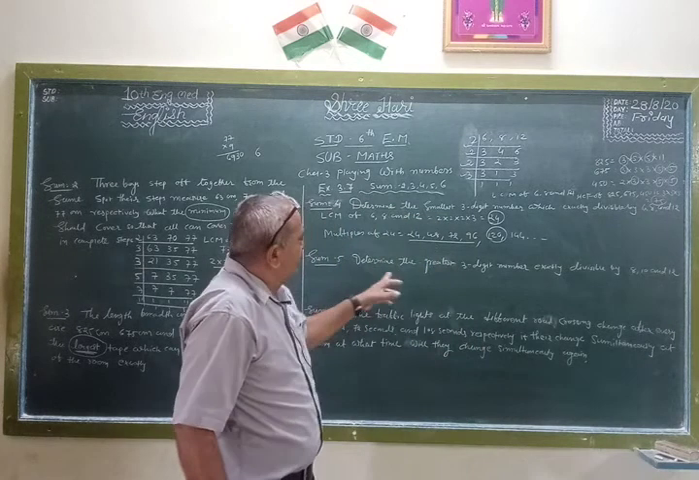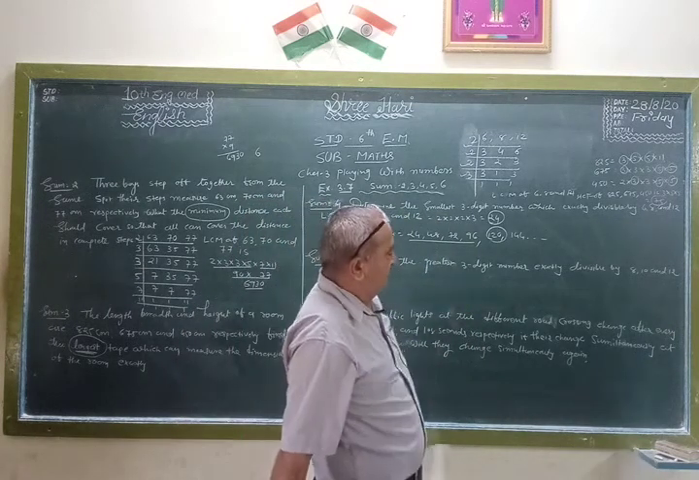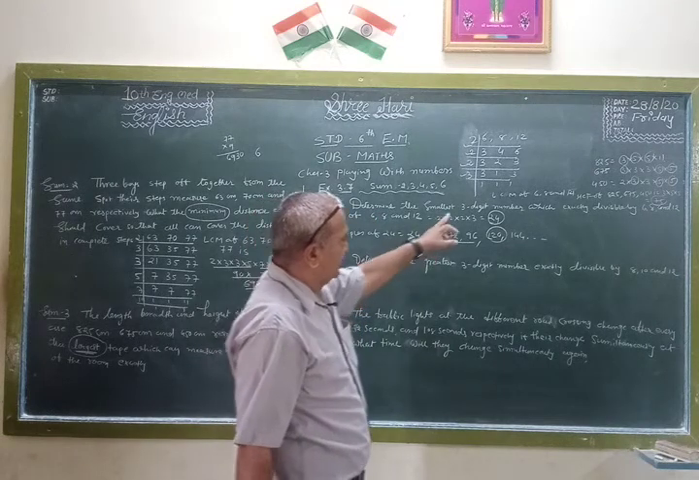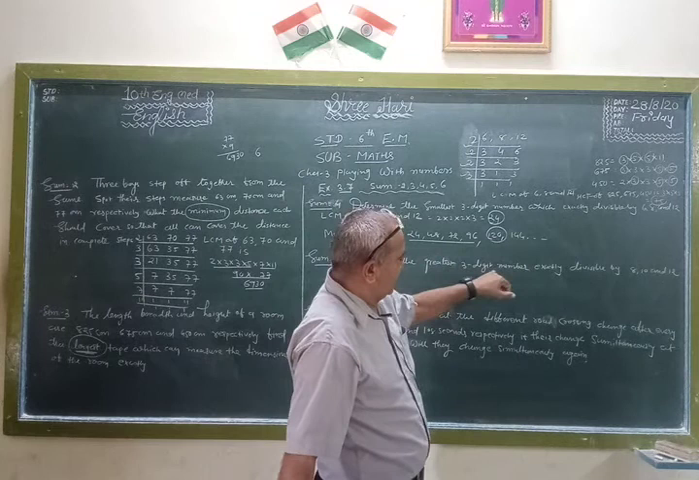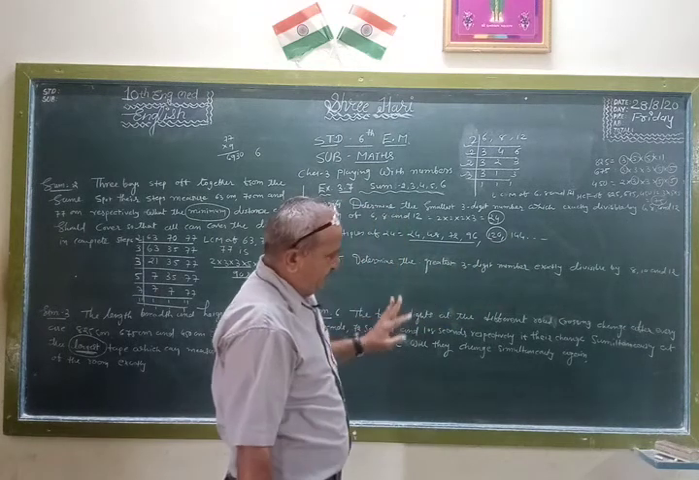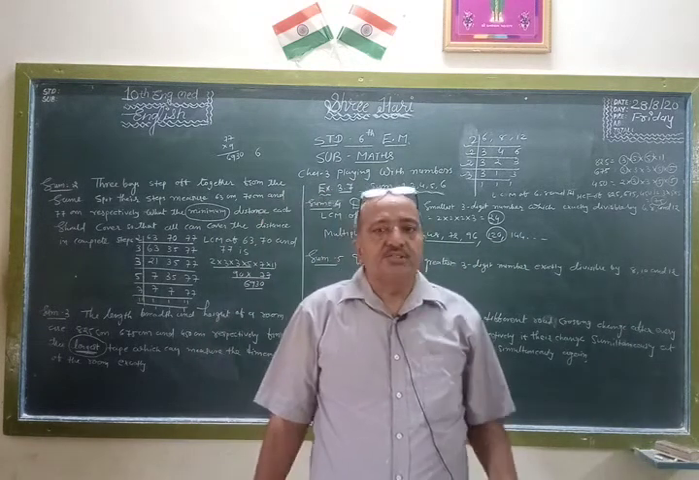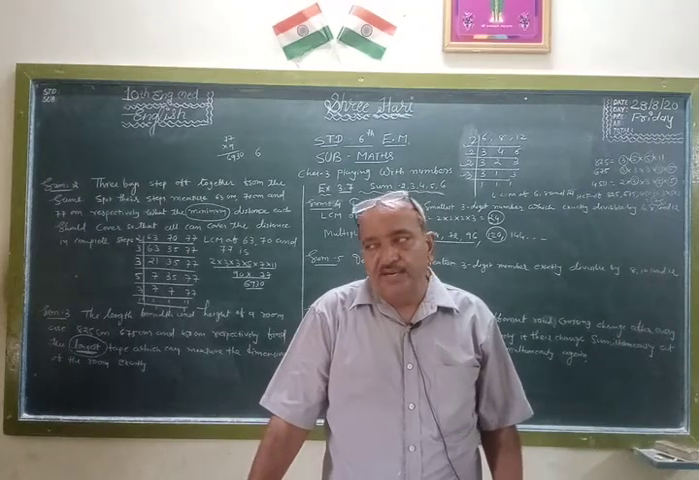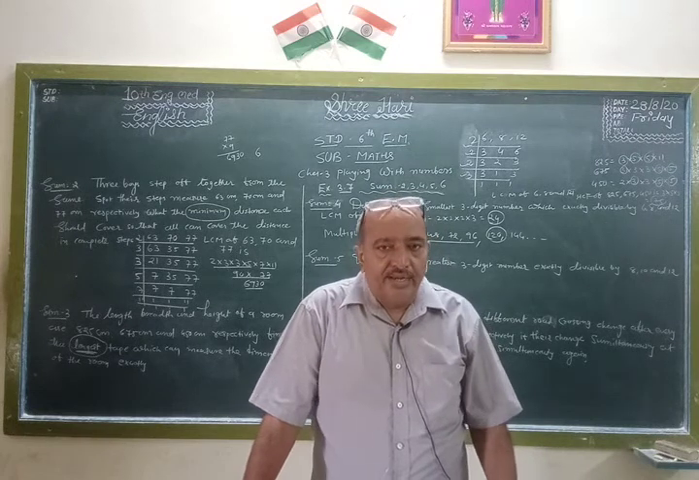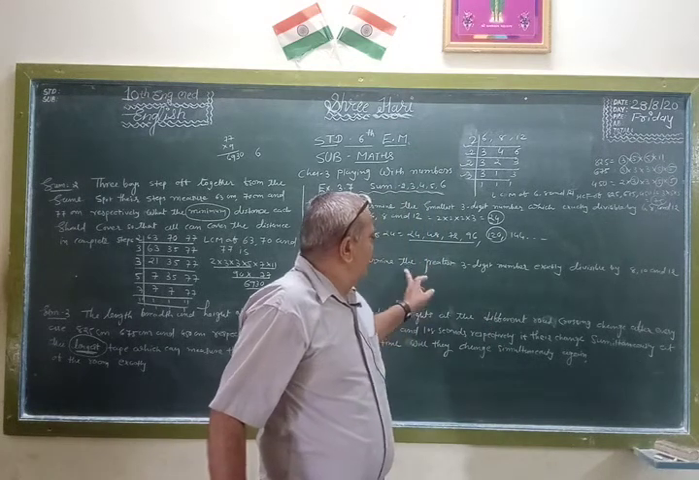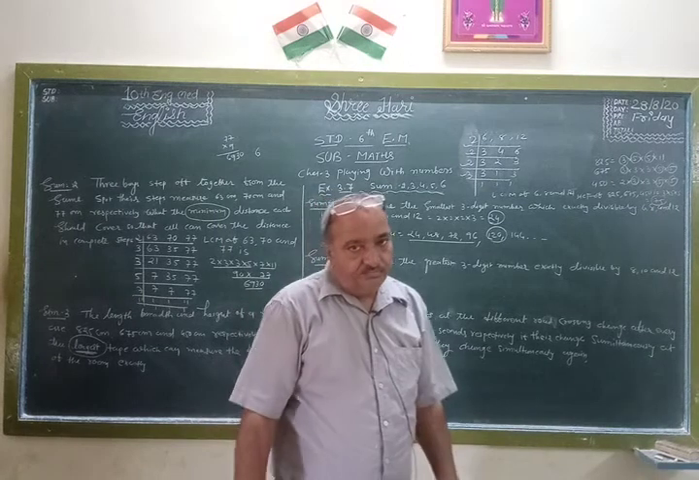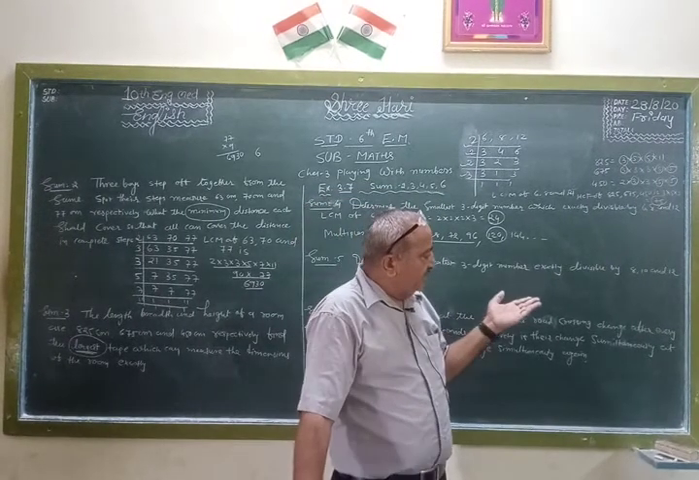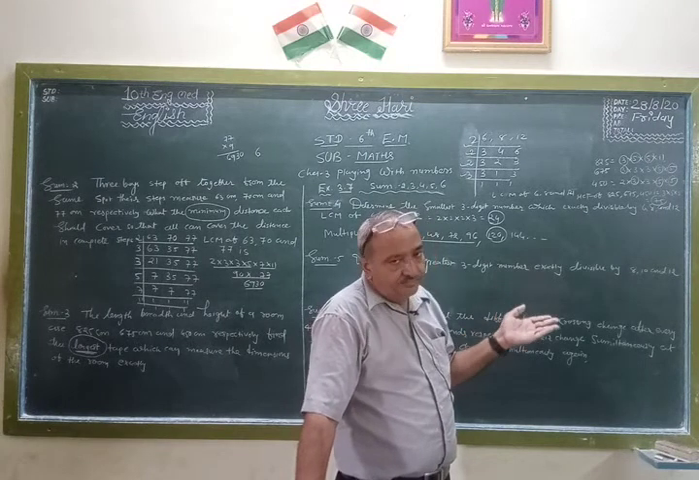Determine the greatest 3 digit number exactly divisible by 8, 10 and 12. Here the smallest 3 digit number is not needed, but the greatest 3 digit number is. Friends, we know the greatest 3 digit number is 999. But can we divide 999 by 8, 10 and 12?